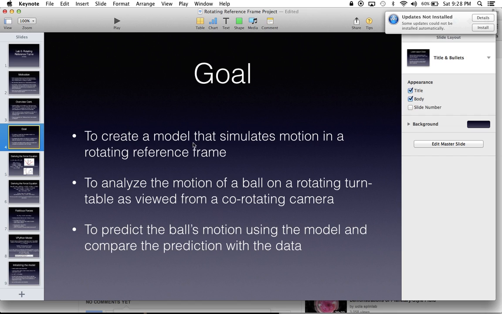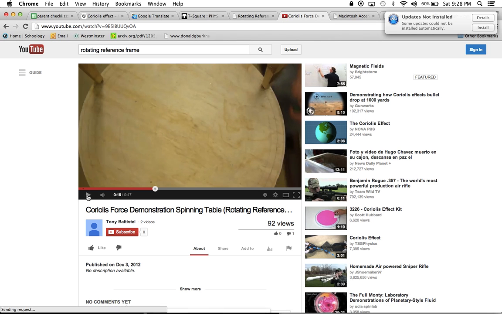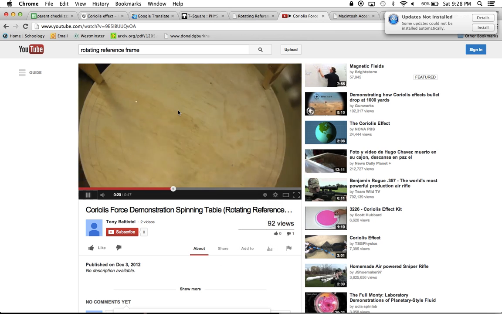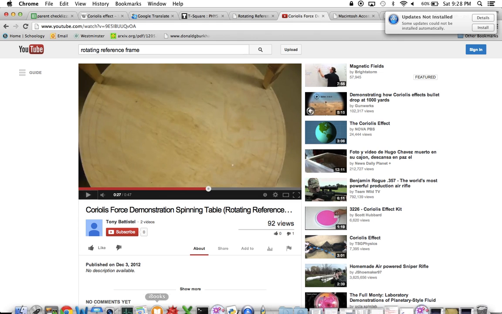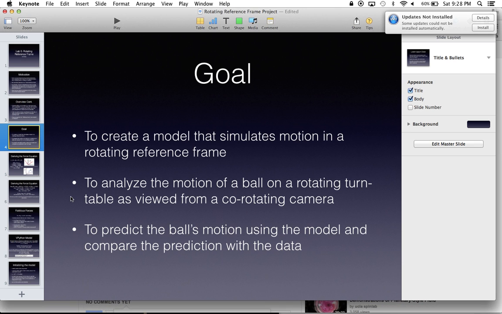So the goal is to create a model that simulates motion in a rotating reference frame. And the situation that I'm going to analyze is this video that I found on YouTube of a rotating turntable that somebody places balls onto. The camera's rotating with it, and as you can see, it moves in a straight line. From the point of view of the guy placing the balls on the table, it looks like they're moving in a straight line because there's no force acting on them. But from our point of view, since we're rotating, it looks like it's curved.